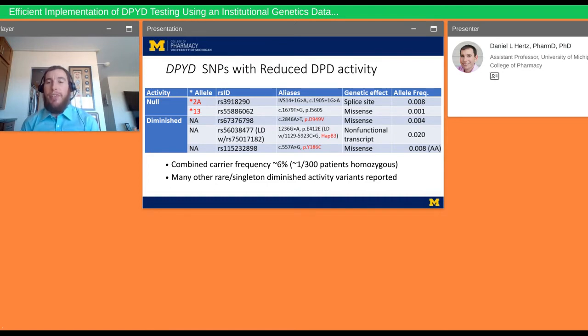Each of these polymorphisms is found at relatively low allele frequency, as you can see all the way on the right-hand side. However, the combined carrier frequency is approximately 6% in Caucasians, and about 1 in 300 patients are homozygous for these variants. There are, of course, many other rare or singleton variants that have been reported to have low or diminished activity, but these 5 are the main ones that have been validated and are found in many patients.